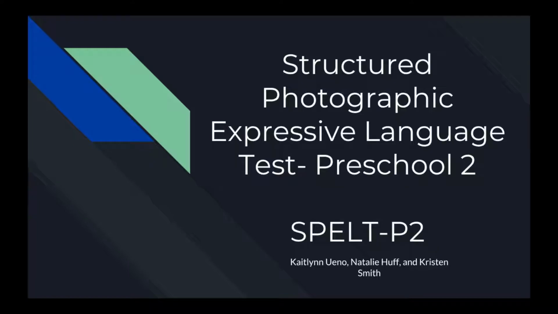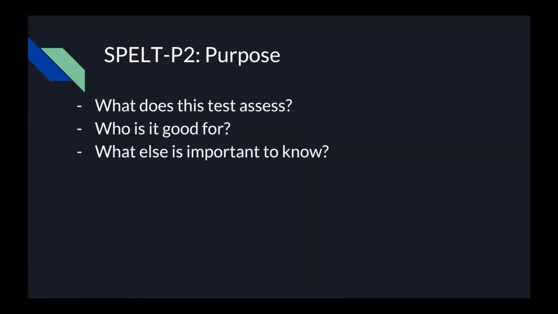And today we are going to be talking about the Structured Photographic Expressive Language Test Preschool 2, also known as the SPELT-P2. So the purpose of the SPELT-P2 is an assessment that is designed to measure expressive morphosyntax in children between the ages of 3 to 5. It assesses a child's use of prepositions, articles, plurals, possessive nouns and pronouns, auxiliary verbs, copulas, conjunctions, and WH questions.